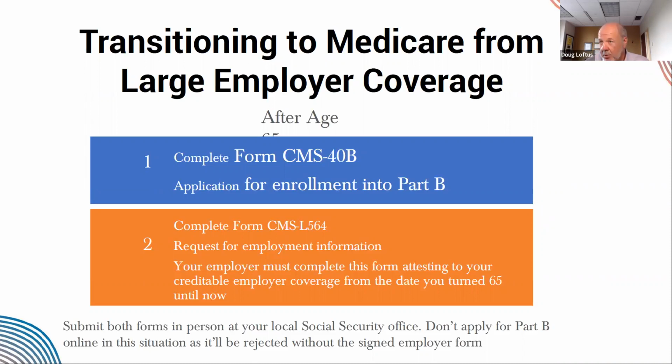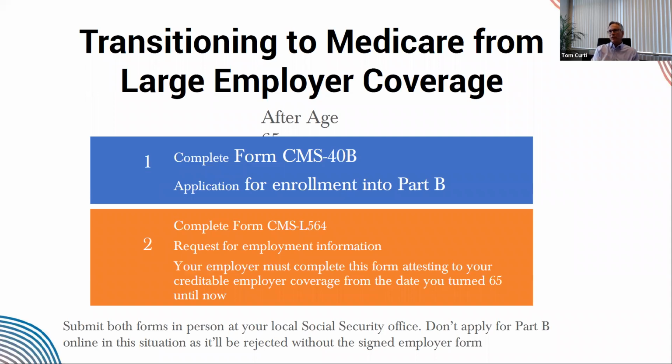Doug, my experience with that was also, I think you and I both know that I applied online for coverage, but then it got tangled up because I needed the L564, that I had to get signed by the employer's HR department, and then mix that with the 40B, which is really just the physical enrollment form for Part B. Then they asked that we send both of those on, even though I'd done an online enrollment. And that was another thing that held up my application, and nobody really told us that.